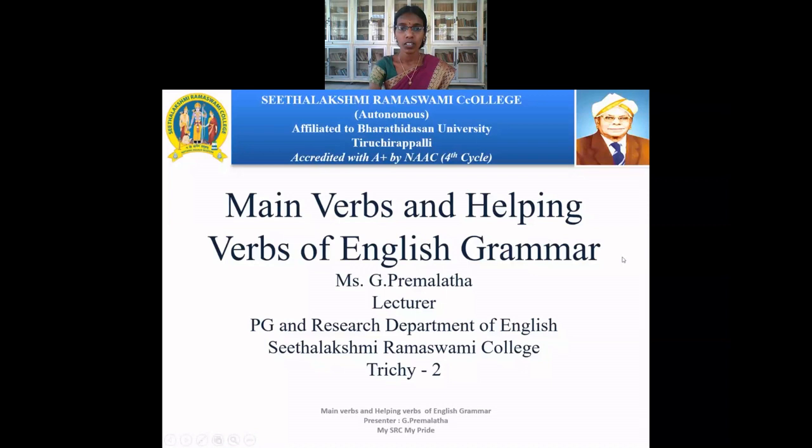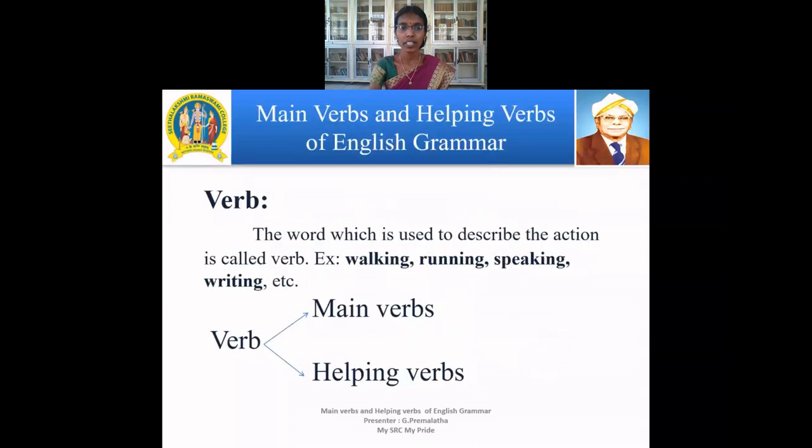Now I am going to explain what is verb in detail by showing my PPT to you. Main verbs and helping verbs of English grammar. This is my topic. First of all, I will explain what is verb. The word which is used to describe the action is called verb. For example, walking, running, speaking, writing, etc. Whatever the action we are doing, it comes under the category of verb.